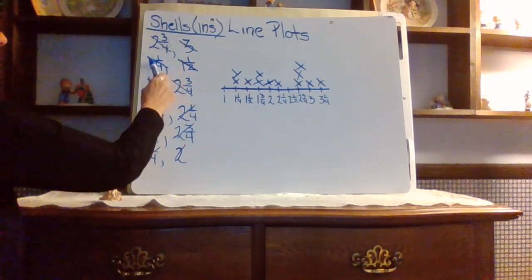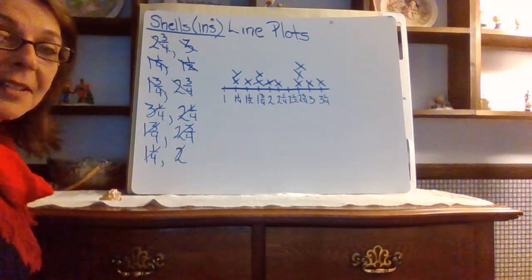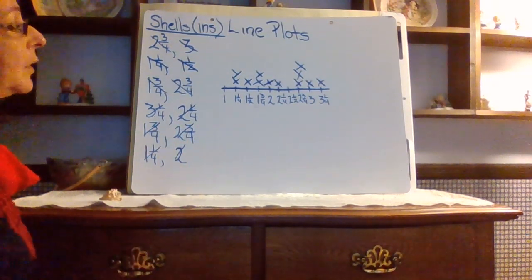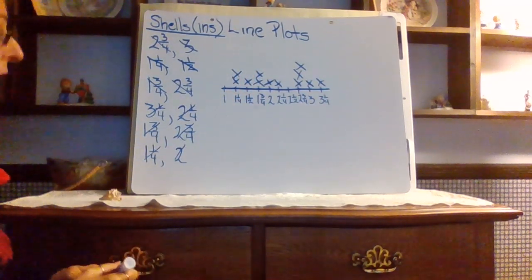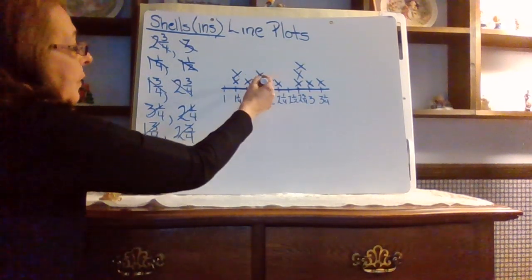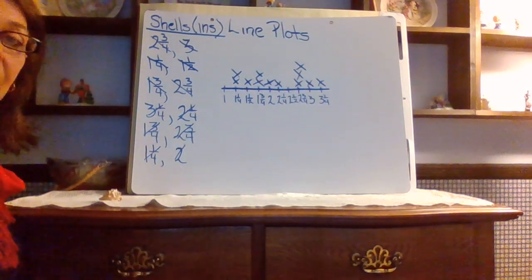Now, I also like to double check that I've made sure to plot all of my data. So I have 1, 2, 3, 4, 5, 6, 7, 8, 9, 10, 11, 12 pieces of data. I should have 12 X's on my line plot. So I'm just going to do a double check. 1, 2, 3, 4, 5, 6, 7, 8, 9, 10, 11, 12. I have all of my data.